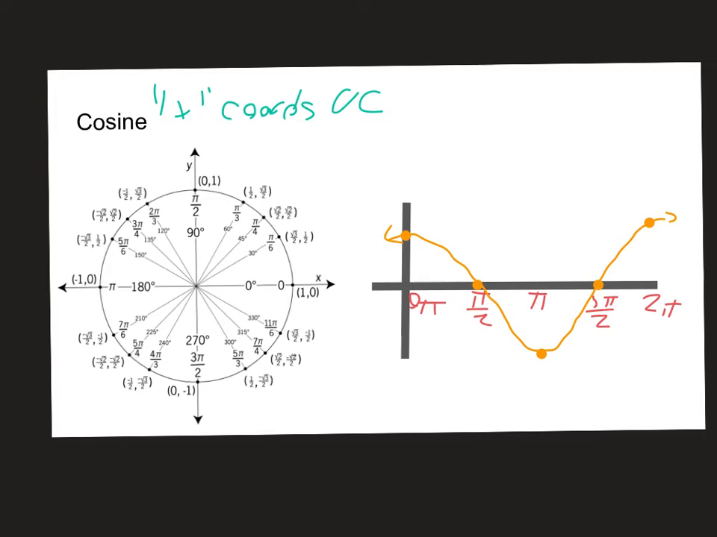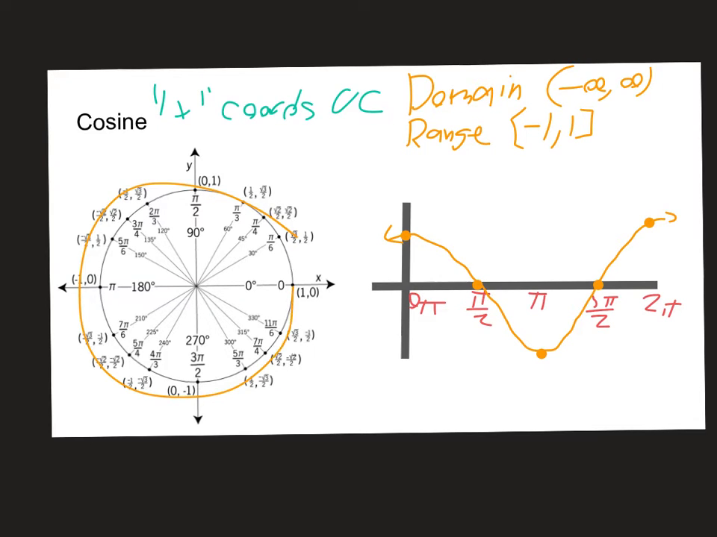This curve will also continue out infinitely in the positive and negative x directions. So our domain is still -infinity to infinity. Range, our lowest value is -1. Our highest value is +1. So our range is still going to be -1 to 1. And period, we're still doing one rotation around our circle. So one period of 2 pi radians.